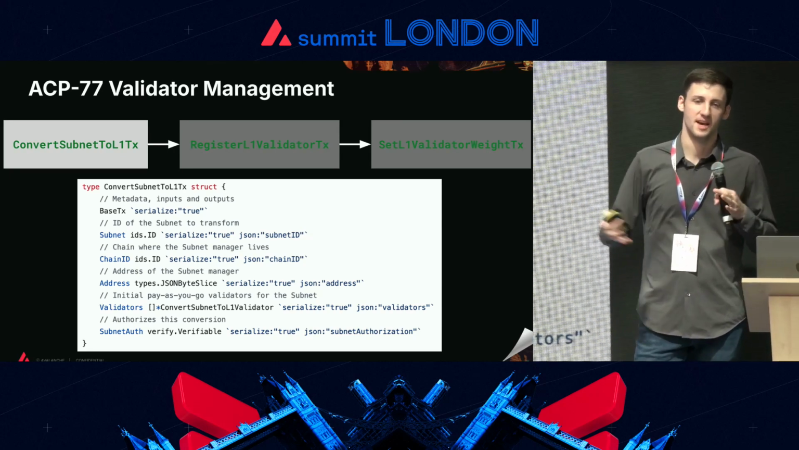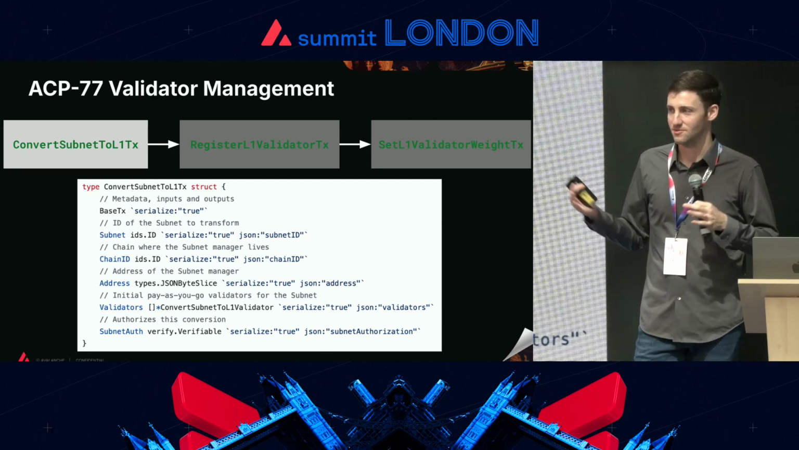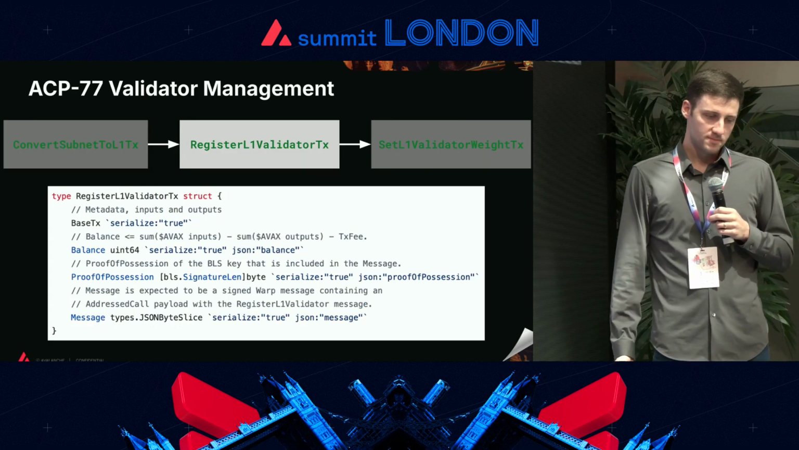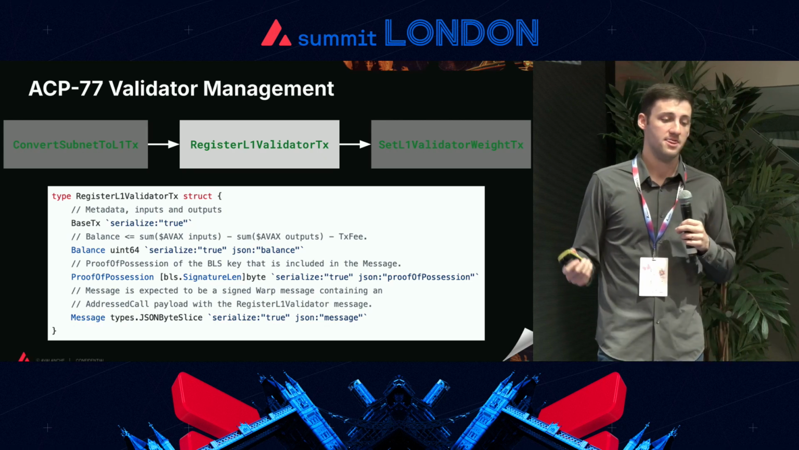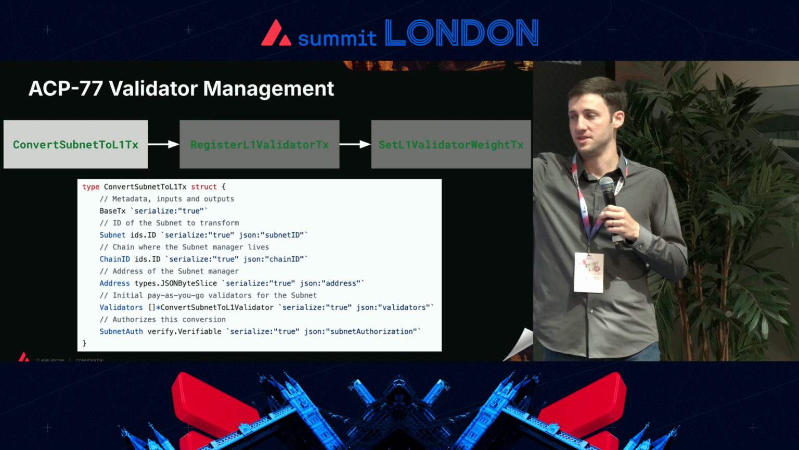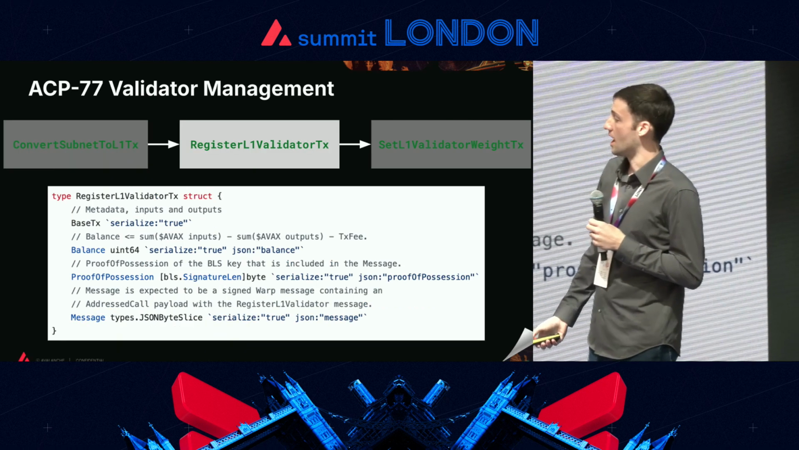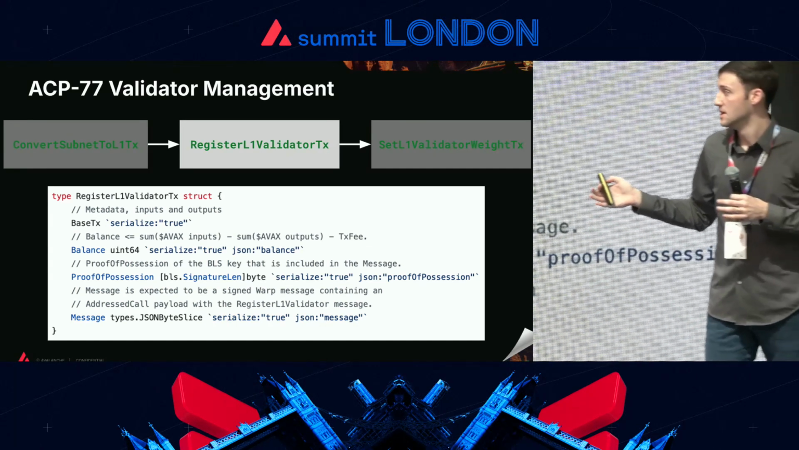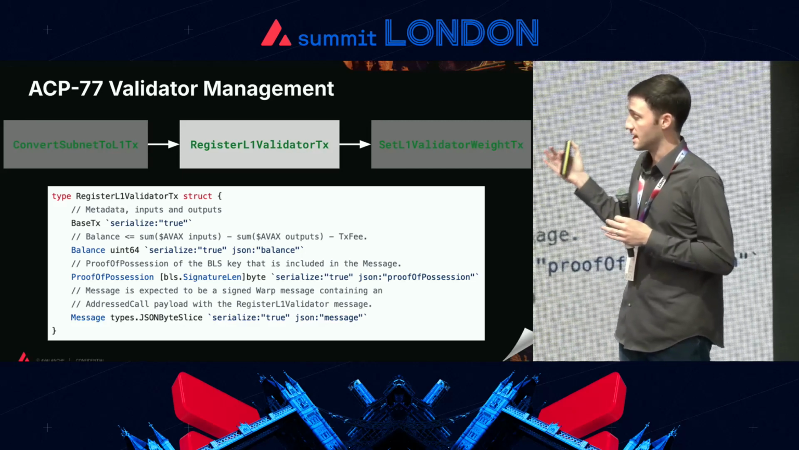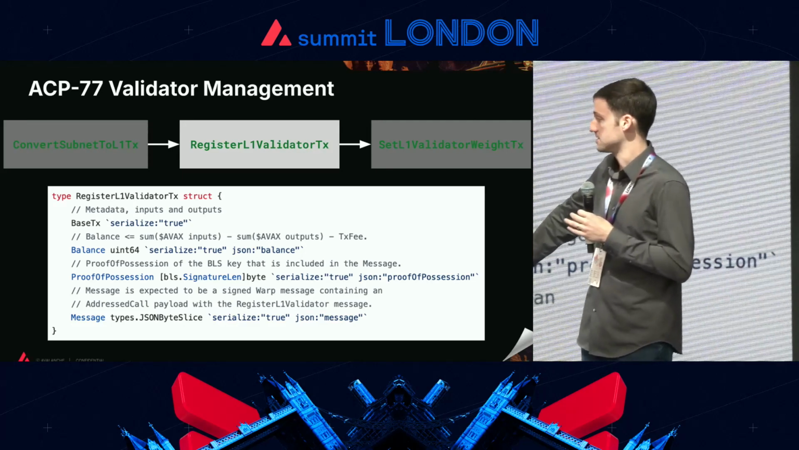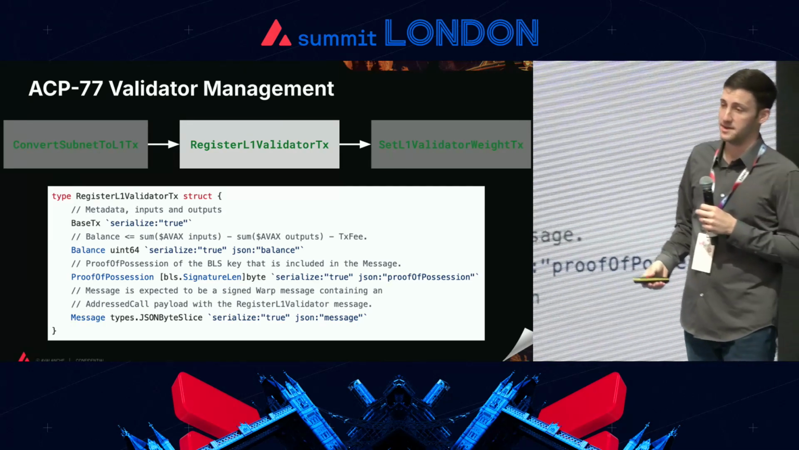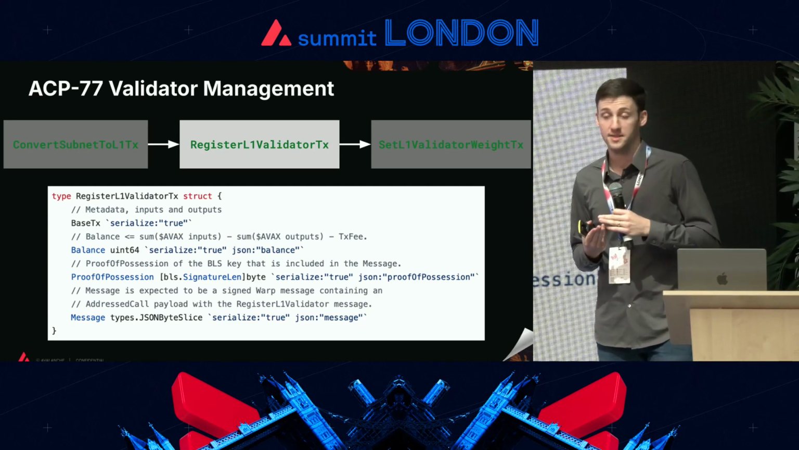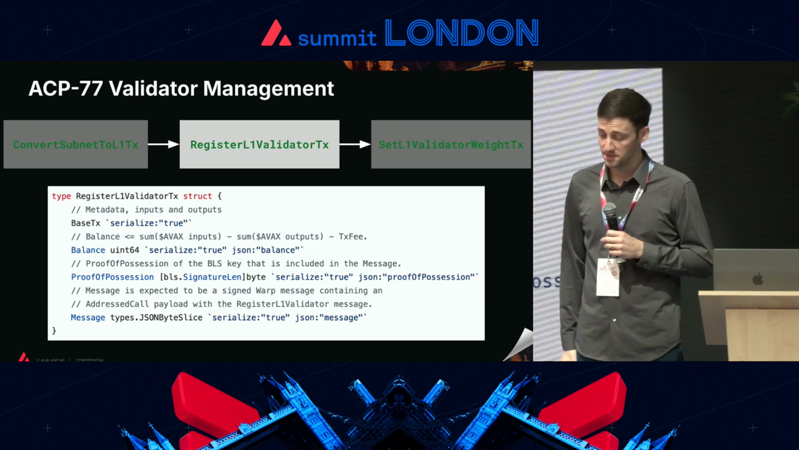Once the subnet is converted, that owner is then completely removed from the flow, and they don't have any special permissions whatsoever. So once you convert your subnet to an L1, then the validator manager specified by the chain ID and address in that transaction is able to send messages, as I mentioned, to register L1 validators. And that's what the register L1 validator transaction is used for. It contains an ICM message, which you can see at the bottom there, that identifies the validator to be added as far as their node ID, BLS key, and the weight that they should have when participating in consensus.